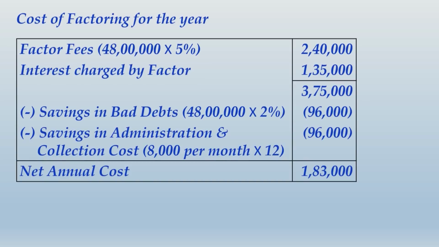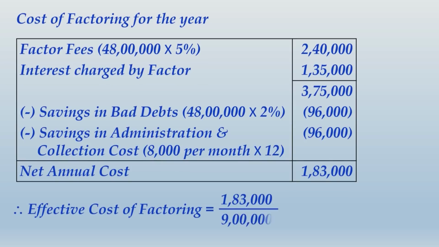And now we have to find out what is the effective cost of factoring. Effective cost of factoring will be net annual cost, that is 1,83,000, divided by the net amount advanced, that is 9 lakhs, into 100, that comes to 20.33% per annum. Friends, you may pause the video and write it down, and once you have finished writing, I'll have to provide an additional explanation. First write it down.